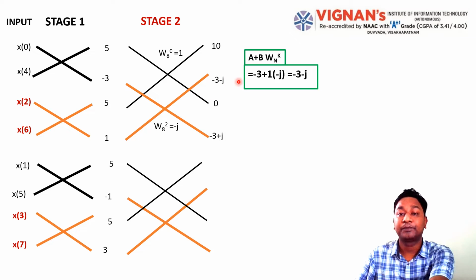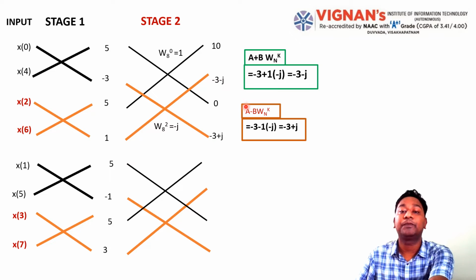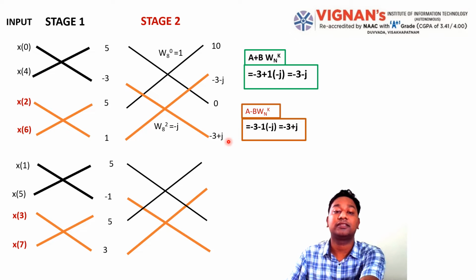So the output will be, for this case, a plus b omega n to the power k. Here omega n to the power k value is minus j, a value is minus 3 and b value is 1. So we will get minus 3 plus 1 into minus j, that is minus 3 minus j. But for the second case, the value will be a minus b omega n to the power k. So just instead of plus sign, minus sign is there. So minus 3 minus 1 into minus j, so we'll get minus 3 plus j.